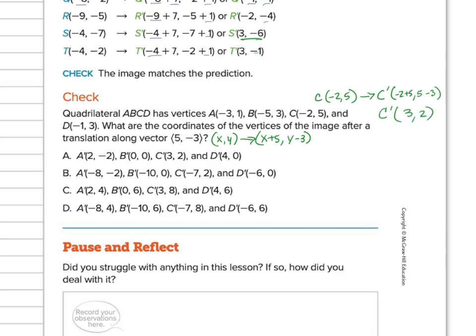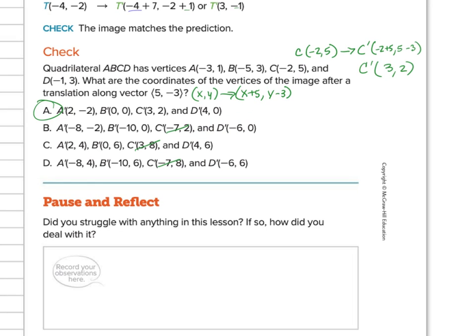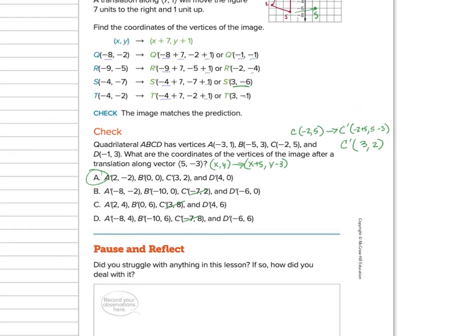Which one of these has C prime as 3, 2? C prime, 3, 2, right there. Not 3, 2, not 3, 2, not 3, 2. So I'm able to eliminate those 3 answers to know that that is going to be my answer. If I went back and checked all of them, they should by default fill in there, but if one is successful, then they all should have that same value. All right, so that's translations.